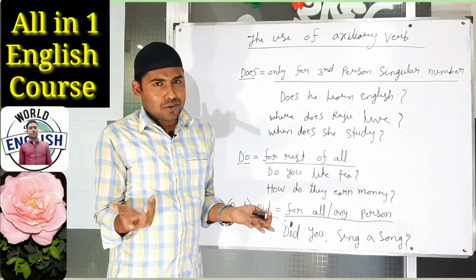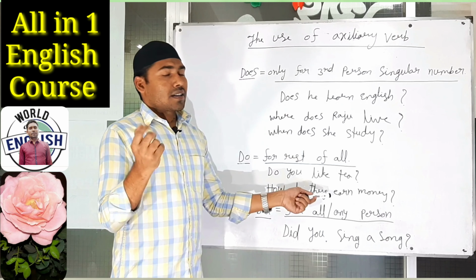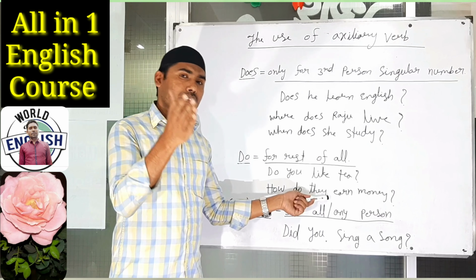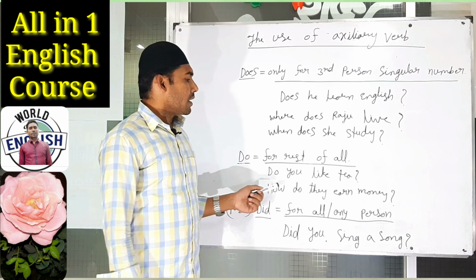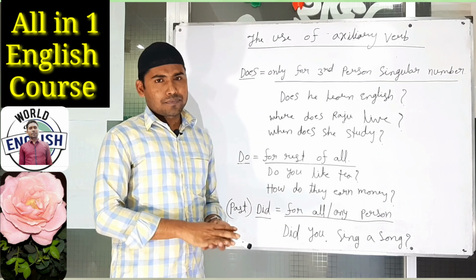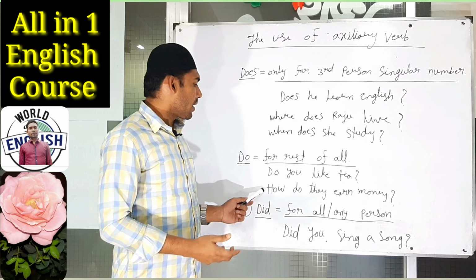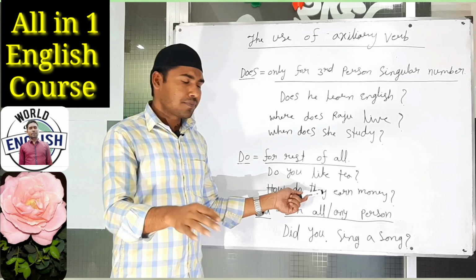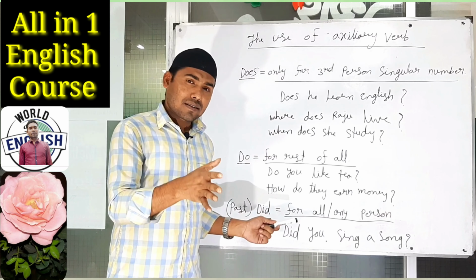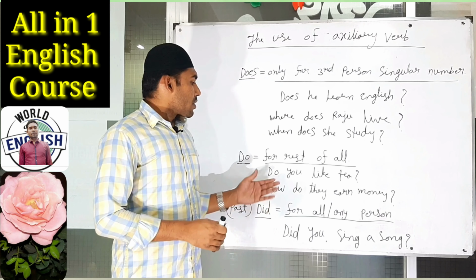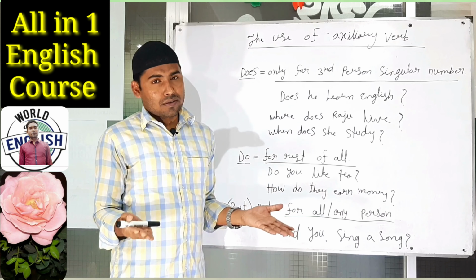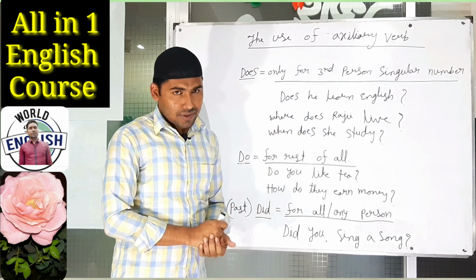Now we can make a WH question also. How do they earn money? Suppose they earn money by serving a job. They earn money serving a job. They earn money running a business, like this. Suppose, where do they play football? They play football in the field.